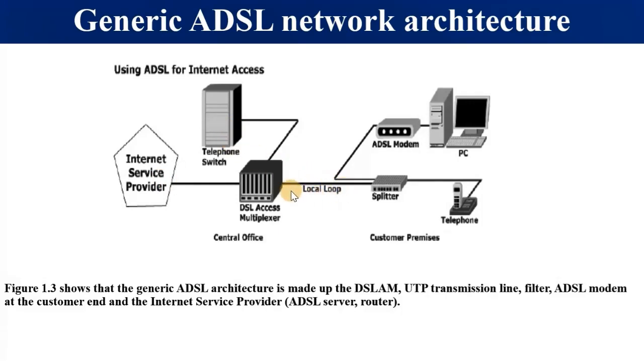So what are we saying? This is our local loop, which is our UTP line linking the customer's premises to the central office or to the exchange. And we've got two splitters. Guys, take note, on an ADSL line or on a local loop, this is found at the subscriber's premises to separate voice.